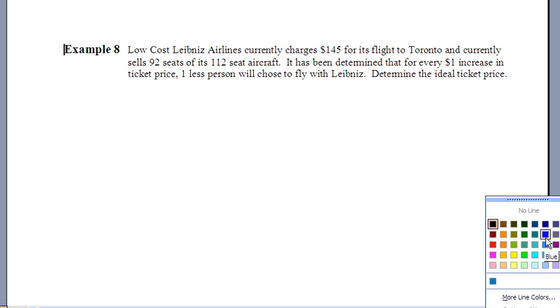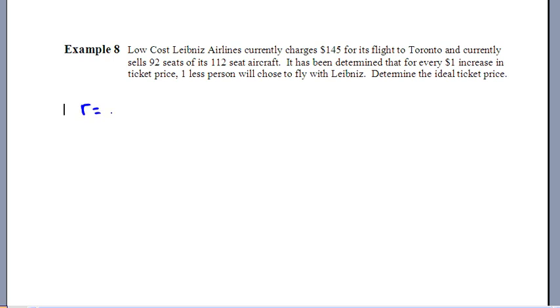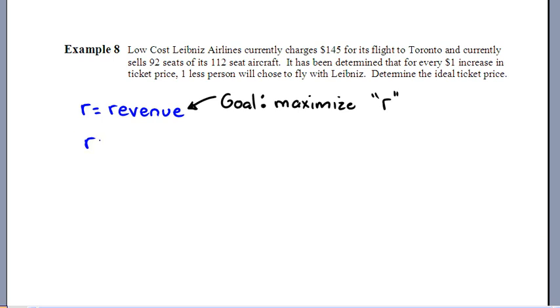And so I'm just going to set up some variables here. I'm going to let R be my revenue, right? The money coming into the company. And my goal is to maximize that. I want to try to get that R to be as big as possible. Okay, well, how do you calculate the revenue? The revenue is actually the amount of money coming in. It's just the price you're going to charge multiplied by how many people choose to actually go to your company.